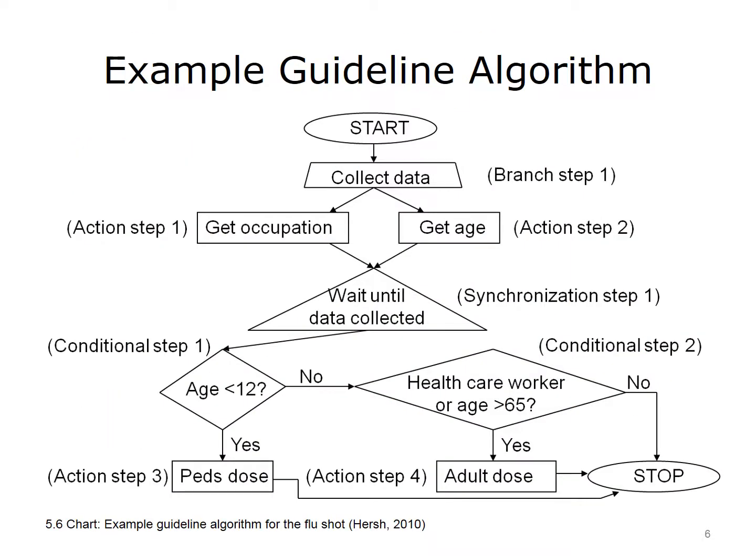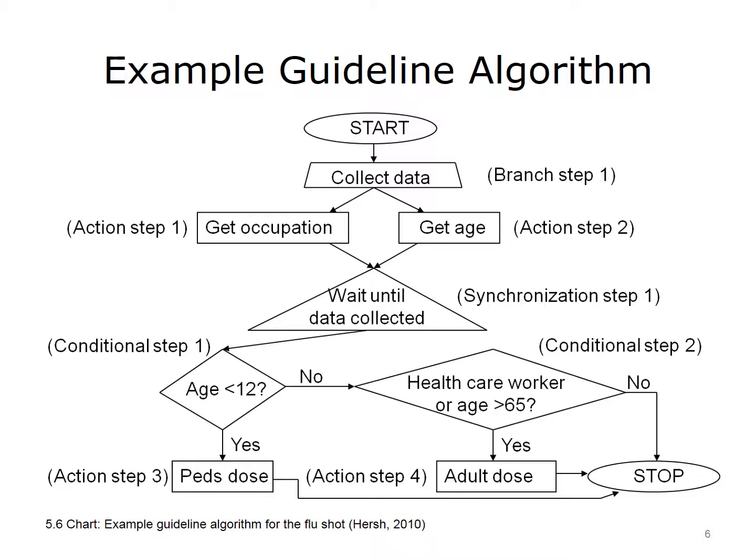This slide shows a very simple practice guideline that might be used, for example, to decide whether someone should get a flu shot. The recommendations on who should get a flu shot vary, but in this guideline, we see who they're recommended for. Our first action step in the guideline is to collect some data. We branch because we need to get two pieces of data: the occupation of the individual and his or her age. We wait until we get both pieces of data, which is synchronization step 1.